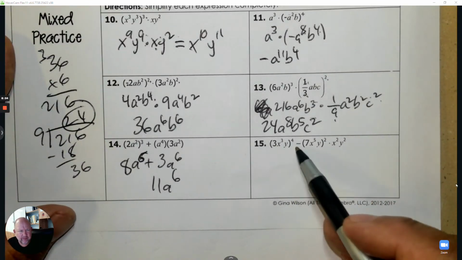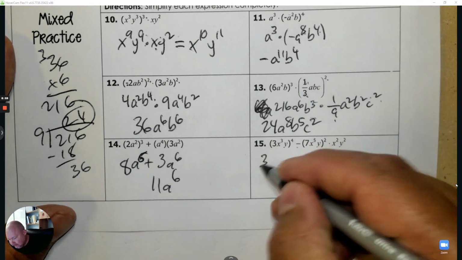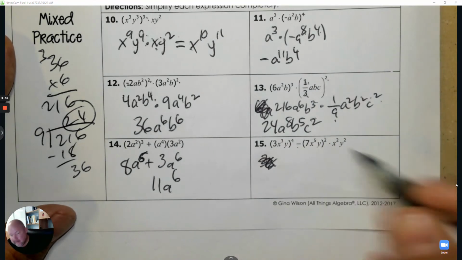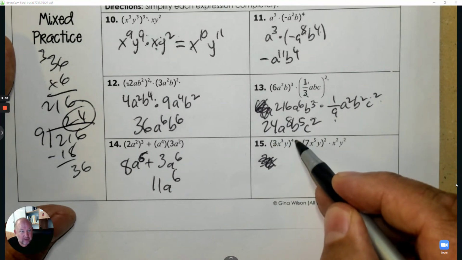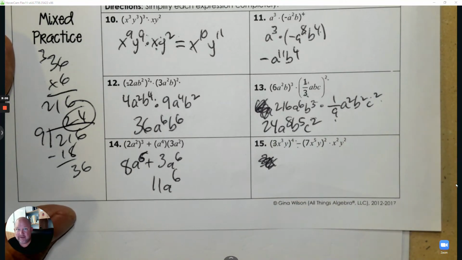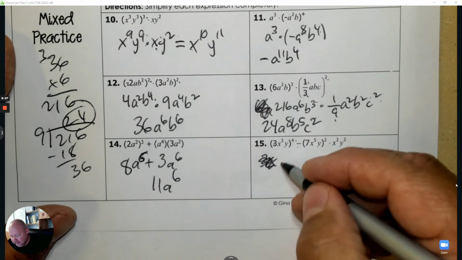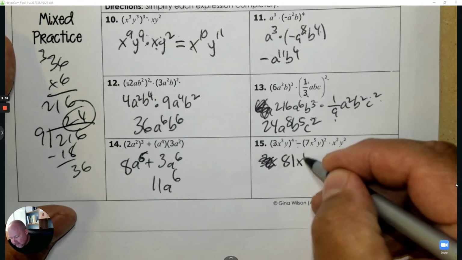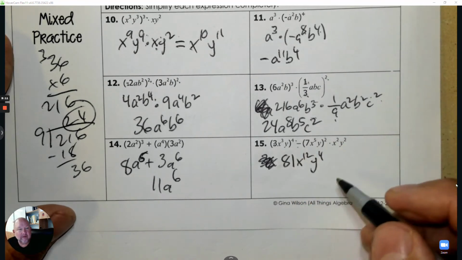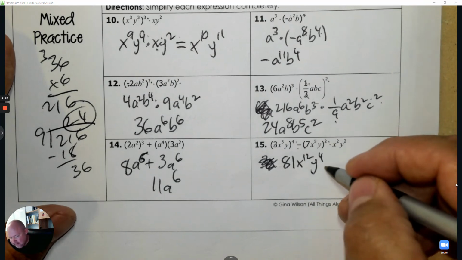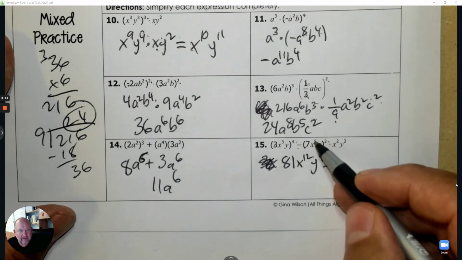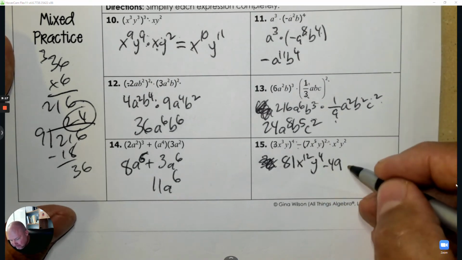Here, 3 take away 7. Let's do the exponent first. All right, this is 3 to the exponent 4. So 3 times 3 is 9, times 3 is 27, times 3 is 81. And then the raised exponents. 7 squared is 49. And again, the exponent raised is multiplied.